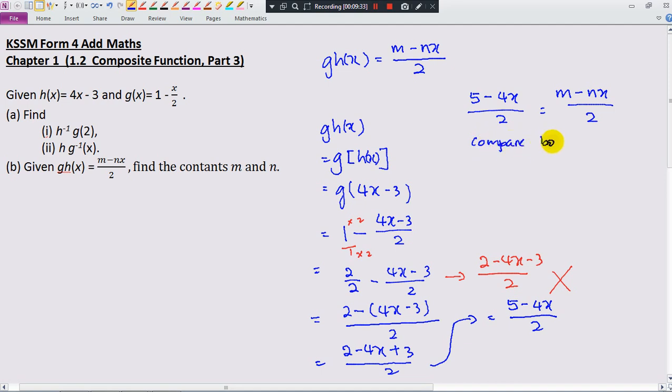compare both sides. So I know that this m is actually equal to 5, right? So m is equal to 5. And the 4 here, be careful, here also negative, no problem. 4 is actually equal to n, right? So n is equal to 4. So these are the values of m and n.